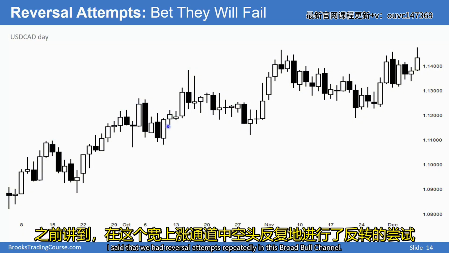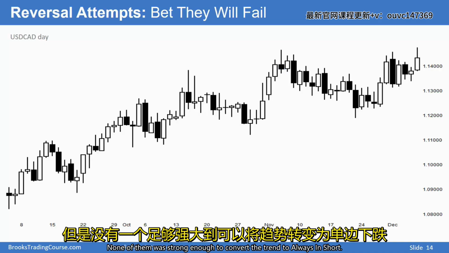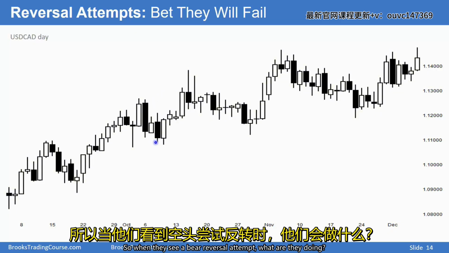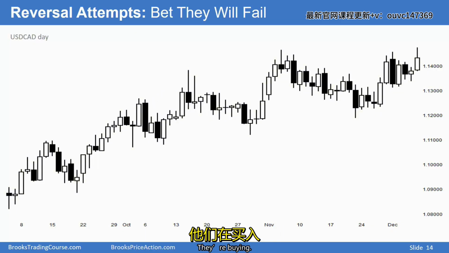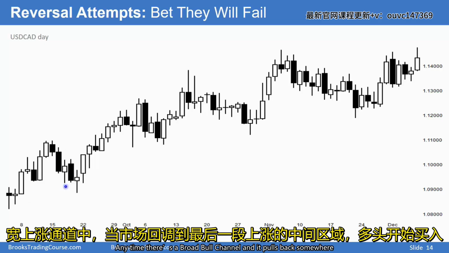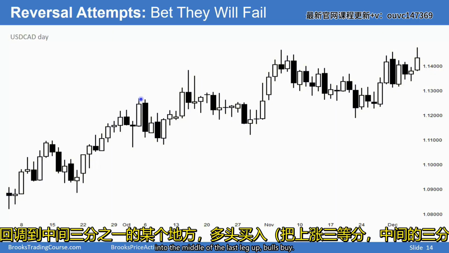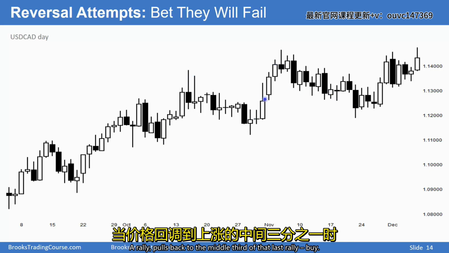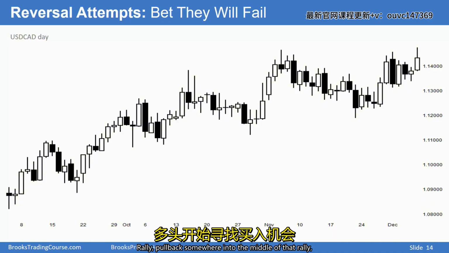I said that we had reversal attempts repeatedly in this broad bull channel. None of them was strong enough to convert the trend to always in short. And the bulls expect all of these reversal attempts to fail. So when they see a bear reversal attempt, what are they doing? They're buying. Anytime there's a broad bull channel and it pulls back somewhere into the middle of the last leg up, bulls buy. A rally pulls back to the middle third of that last rally, bulls start looking to buy.